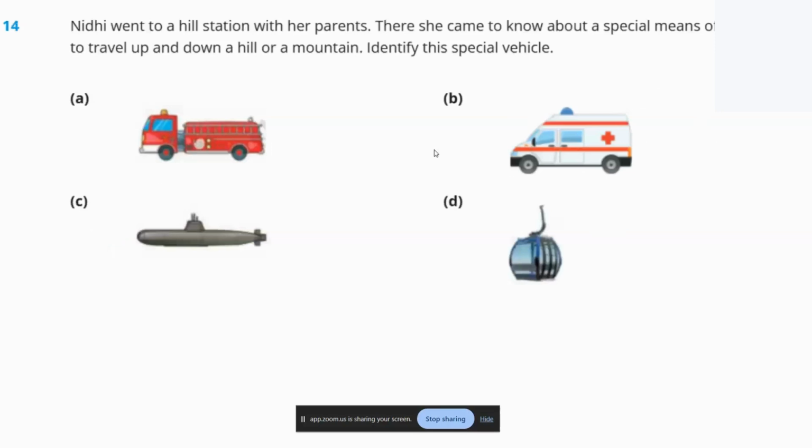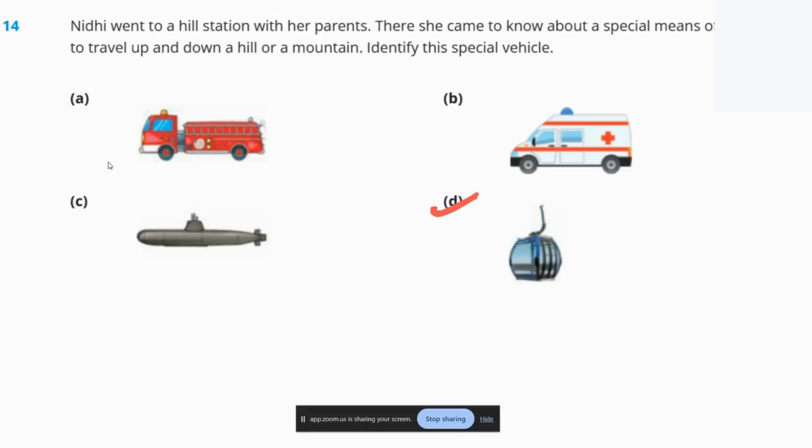Okay. Next. Nidhi went to a hill station with her parents. There she came to know about a special means of transport to travel up and down a hill or a mountain. Select the special vehicle. Which vehicle is used to travel up and down a mountain? Is it the firefighter bus? No. Is it the ambulance? No. Is it the submarine? No. It is this cable car. This is called a cable car, which we usually find in the mountains, to see the view, the scenic beauty of the mountains. So option number D is our right answer.